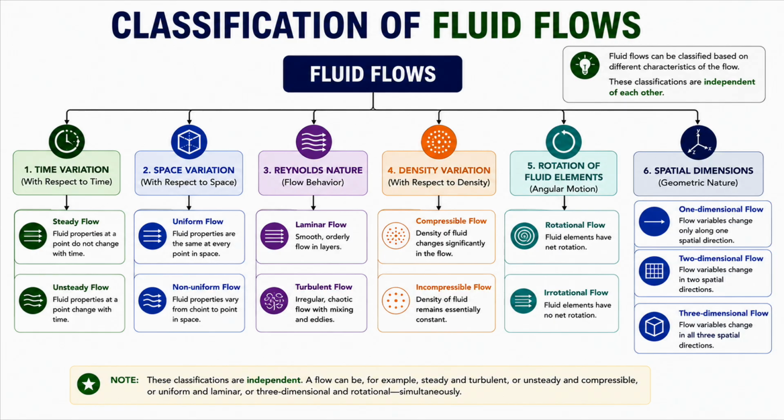Based on density variation, flows are classified as compressible and incompressible flows. Based on the rotation of fluid elements, flows are classified as rotational and irrotational flows. And finally, based on the number of spatial dimensions involved, flows are classified as one-dimensional, two-dimensional, and three-dimensional flows. Now let us understand each of these flow types one by one.